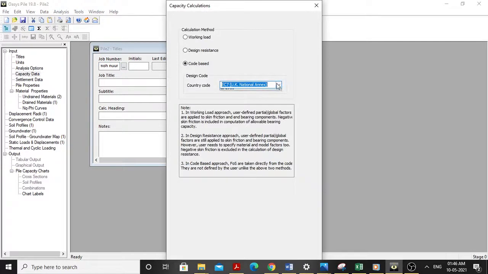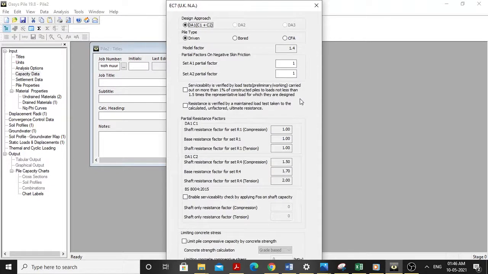Here if you see, there are three types: IS 2911 is for the Indian code, and EC7, Eurocode 7, is the UK national annex that we have chosen. And after that, you can go to the next page. Here is the design approach: in your coursework it was written that the C1 combination and C2 combination should be done, and for the pile type here I have chosen driven, and I have already provided the reasons why I have specified the same.